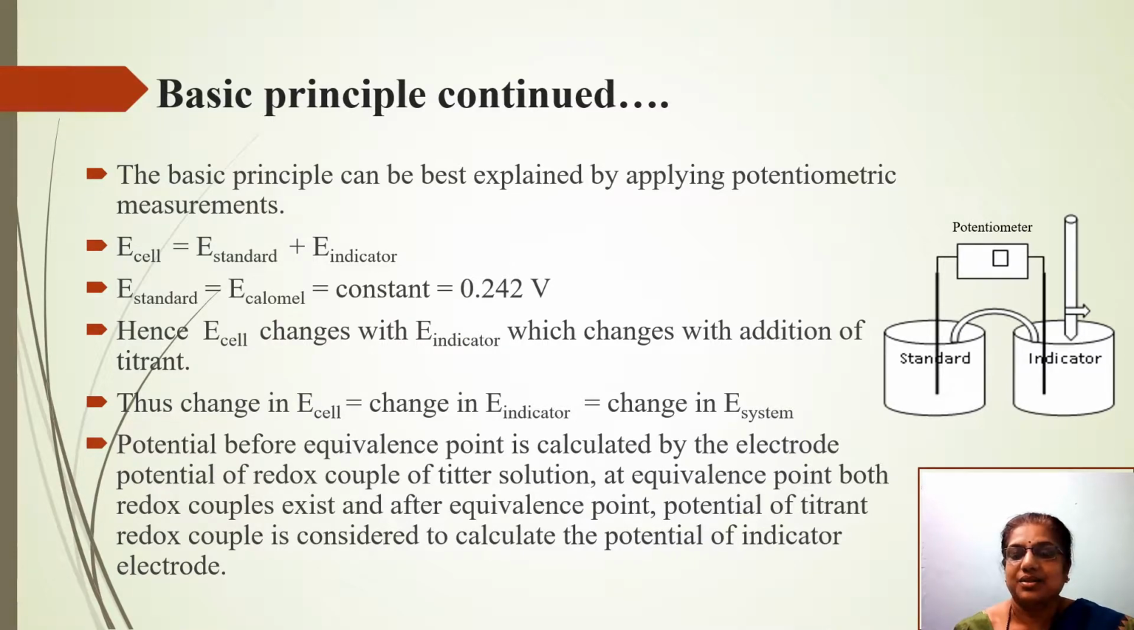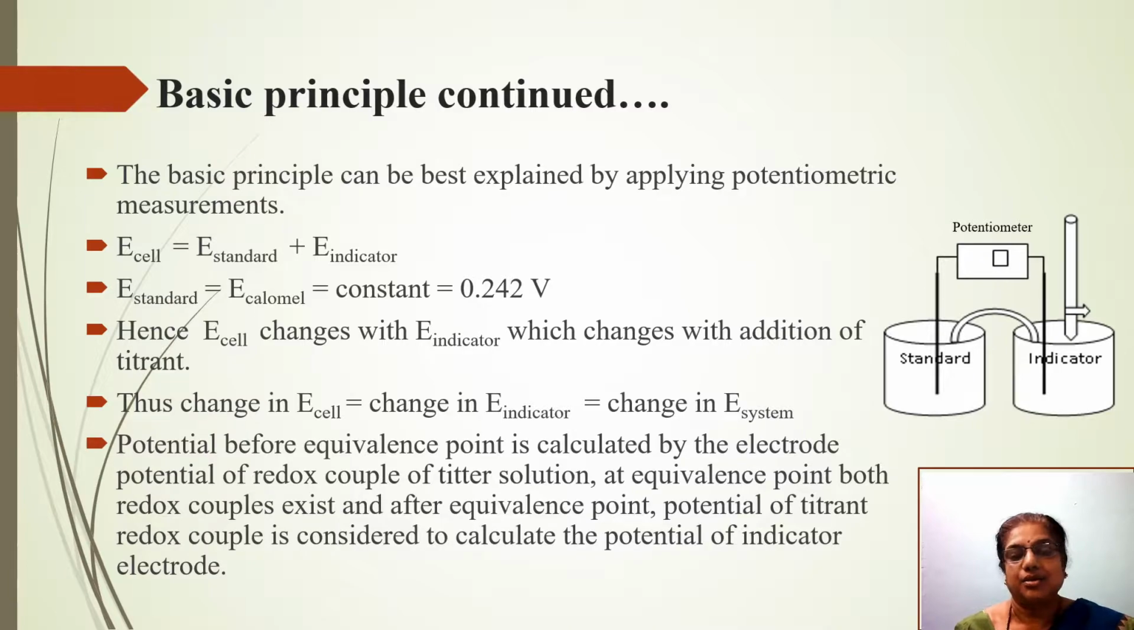Here is a common construction, a potentiometer and the cell constituting two electrodes. One of the two electrodes in this cell is usually a standard electrode, and another, which contains the titer solution, is named the indicator electrode. The titrant is there in the burette. The standard electrode is commonly a saturated calomel electrode whose potential is constant and is equal to 0.242 volts.